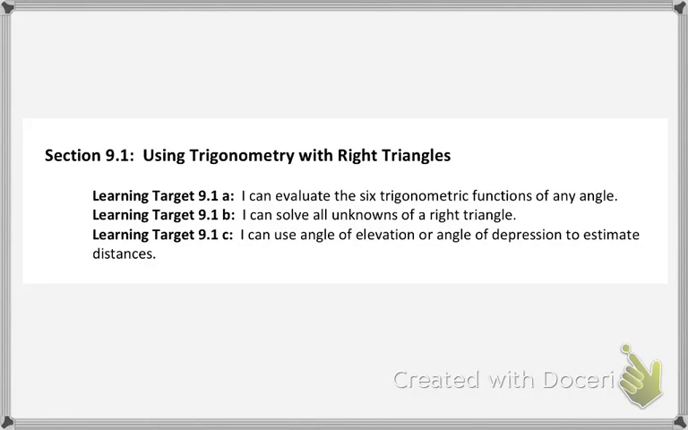In this video, we're going to look at section 9.1, using trigonometry with right triangles. There are three learning targets for this section. Learning target 9.1a is I can evaluate the 6 trigonometric functions of any angle. Learning target 9.1b is I can solve all unknowns of a right triangle. And learning target 9.1c is I can use angle of elevation or angle of depression to estimate distances.